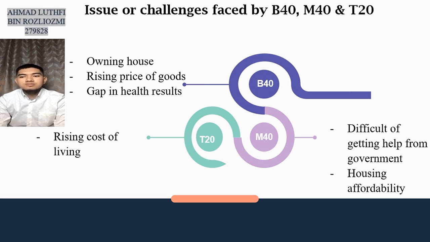The M40 group also has problems affording a house because they also find it difficult to spend on other things like daily needs compared to the T20 group. And lastly, the T20 group is also facing the issue of rising cost of living because the increase of wages is not in line with the increase in prices. More than that, they surely need to pay for their daily necessities at a higher cost.